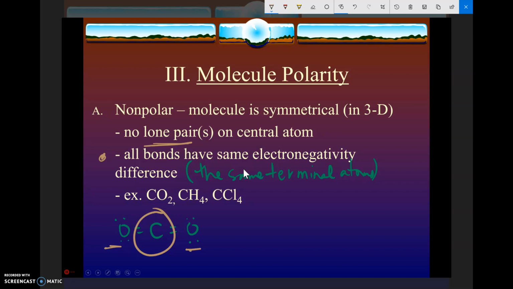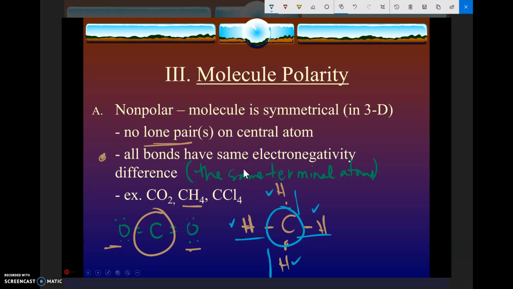Okay, the next one we're going to look at is methane, which is CH4. If we draw this one out, here's what it looks like. Okay, there we go. Again, you're going to look at that central atom. First question, does it have any lone pairs? The carbon does not. Then look at the terminal atoms. Are they all the same? The answer is yes. So that bond between carbon and hydrogen, this direction, this direction, this direction, and this direction are all the same. So therefore, it's nonpolar.